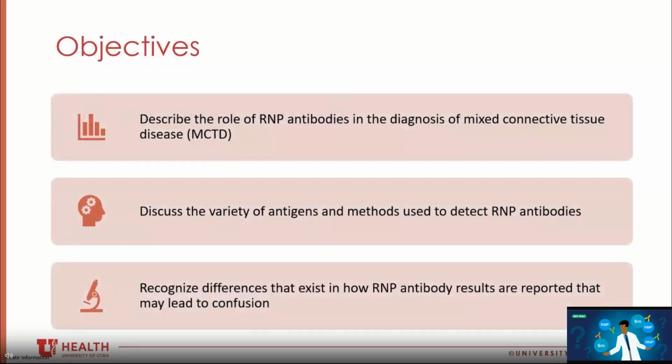The learning objectives for this presentation are that after participating, you should be able to describe the role of U1 ribonucleoprotein or RNP antibodies in the diagnosis of mixed connective tissue disease, discuss the variety of antigens and methods used to detect RNP antibodies, and recognize differences that exist in how RNP antibody results are reported, which may lead to confusion.